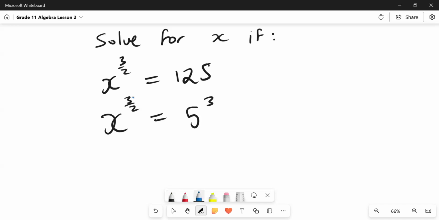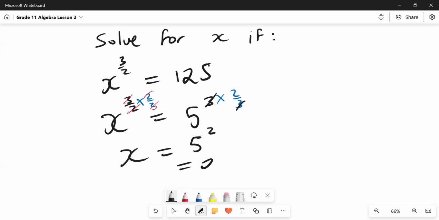And then at this point, you multiply by an inverse. That's 2 over 3. And then cancel out everything. Now x is equal to these two. They cancel. We are left with 5 squared. And then your 5 squared is just your 25 there.